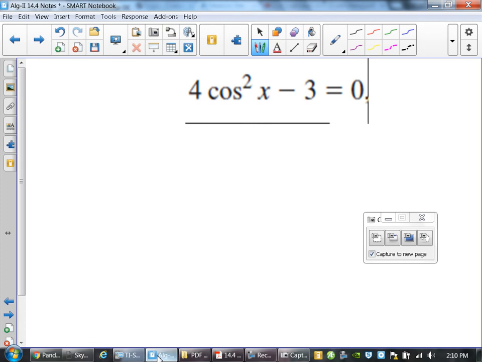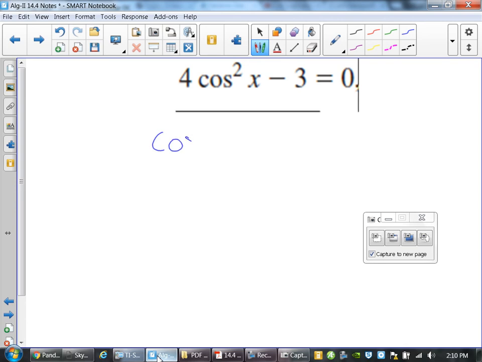4 cosine squared of x minus 3 is 0. Again, 4 times the cosine squared of x minus 3 equals 0. I'm going to solve for x. I'm still going to do the exact same thing as if it was 4x squared minus 3 equals 0. I still add 3, I still divide by 4, and then I have to take a square root. So here's what happens. You get cosine squared x equals 3/4. How do you undo squaring?